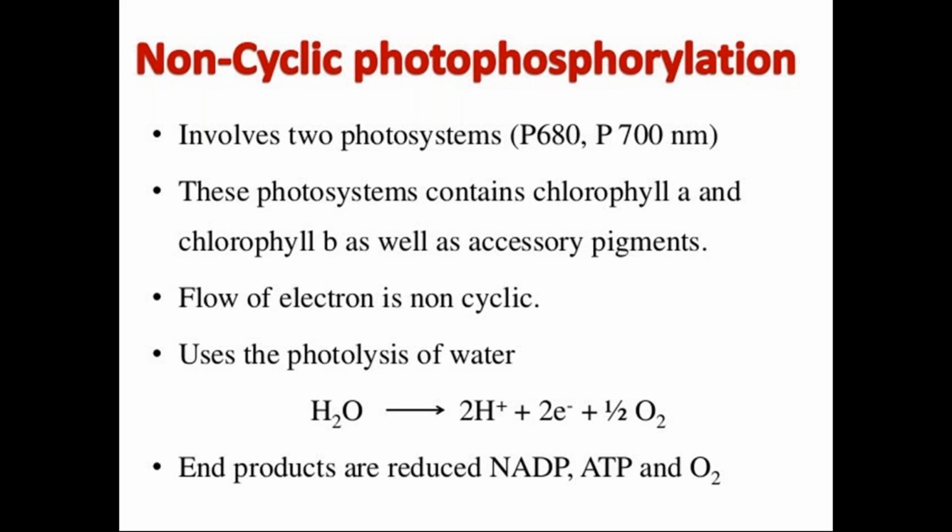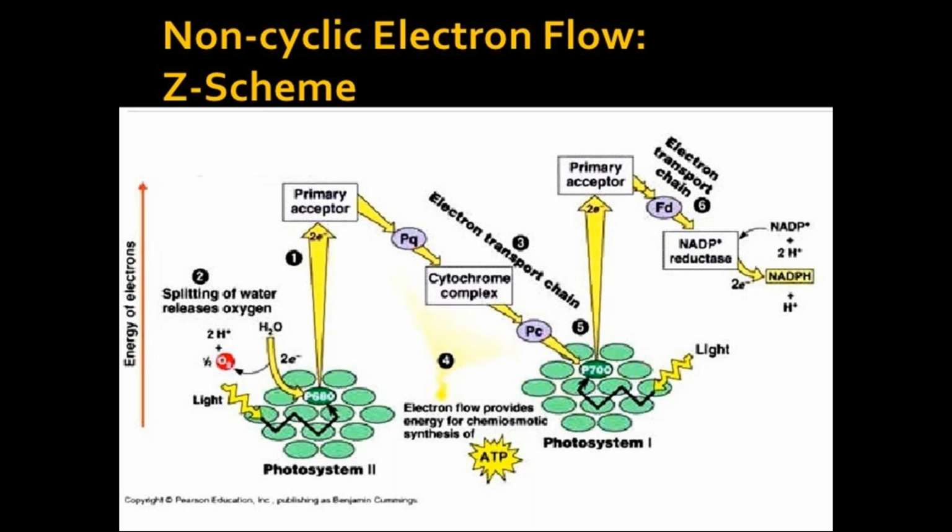Light reaction is divided into non-cyclic and cyclic photophosphorylation. First of all, let's discuss the non-cyclic photophosphorylation. In non-cyclic photophosphorylation, what happens? See the diagram. Students, I think you are able to see the diagram. Let's discuss the diagram. This is the pathway of non-cyclic photophosphorylation. This pathway is also called the Z scheme, because the molecules are moving in the form of Z.